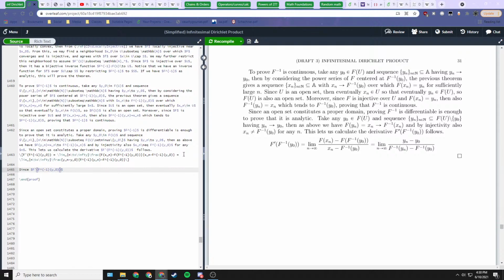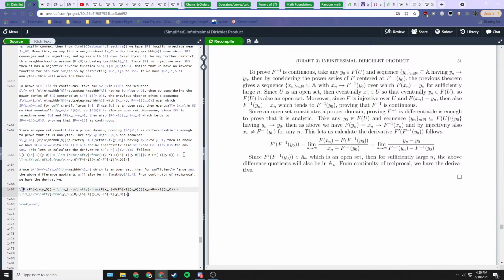Since f prime at f inverse y0 is in A star, which is an open set, then for sufficiently large n, the above difference quotients will also be in A star. From continuity of the reciprocal, we have the derivative. And then we just swap around the numerator and denominator.